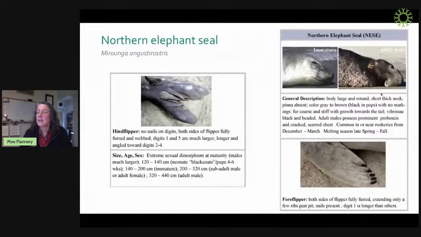So on the hind flipper of the northern elephant seal, again, the outer digits are much longer than the inner digits, and this makes an extreme V shape in this species. And they too have those small paddle-like foreflippers, and their nails are a little bit longer than the nails that you see on harbor seal.